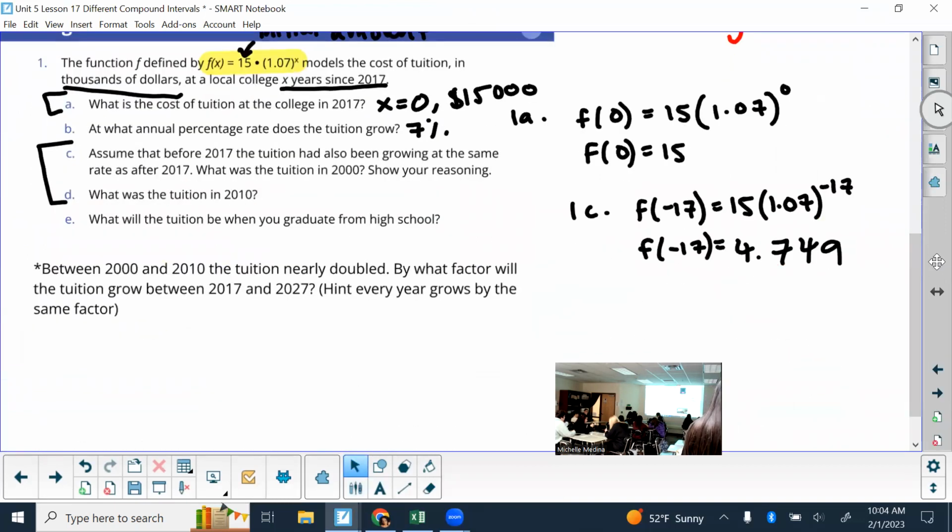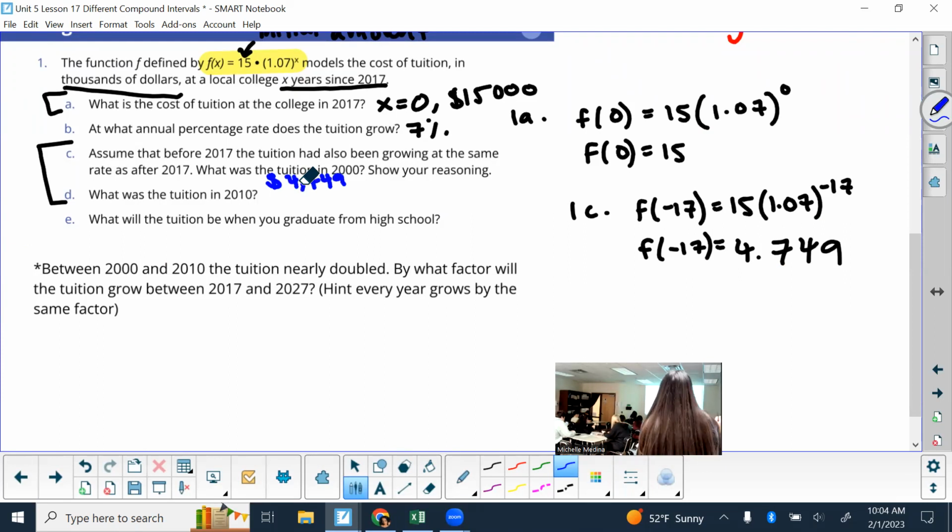So the cost in 2000 is $4,749 and probably some cents, but we'll leave it at that. Questions there? All right. Let's see. Table 4. If we're solving 1B and the year is 2010, what will the X be? So X is years since 2017, and we're looking at the year 2010. X should be -7. That's what you plug into your given equation.